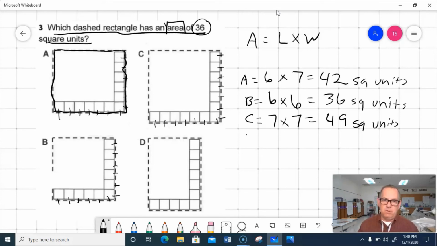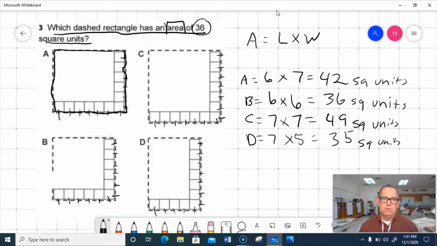What is the area of rectangle D? Or what is the length and width of rectangle D? Okay, yeah, let's look. It's 1, 2, 3, 4, 5, 6, 7. So it's 7 by 1, 2, 3, 4, 5. So what is 7 times 5? 7 times 5 is 35. And that's square units.